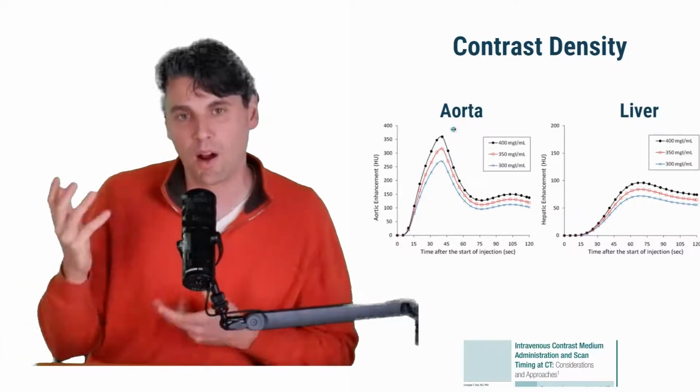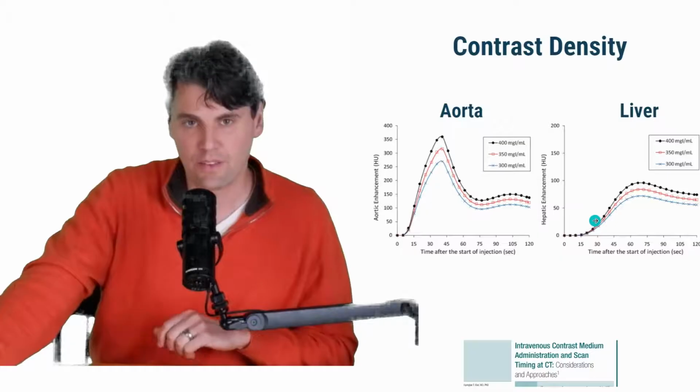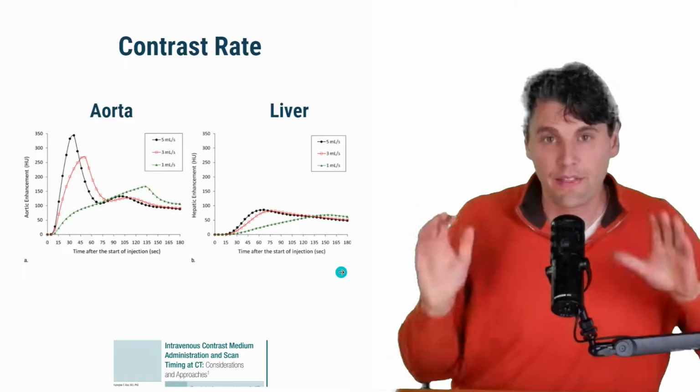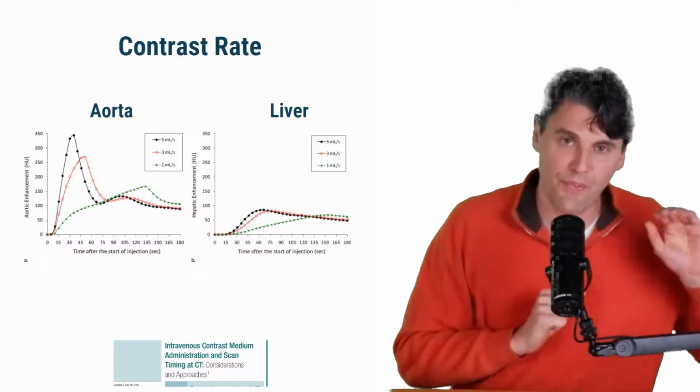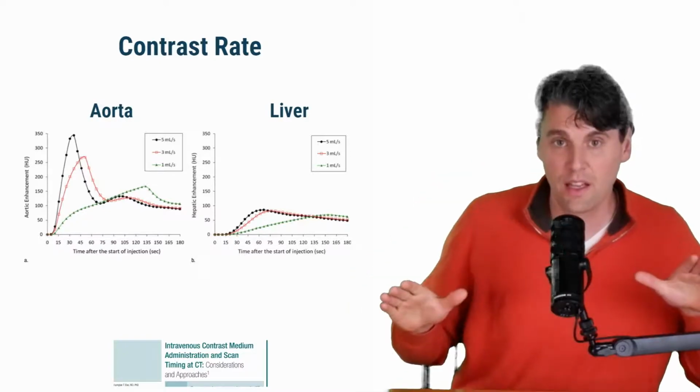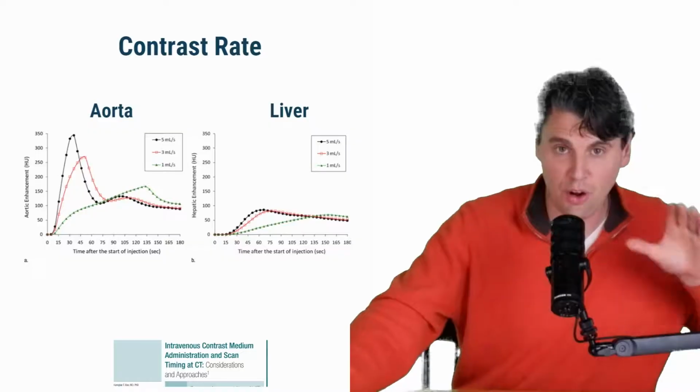You will get more contrast enhancement. This is true in both the aorta and the liver. Then the contrast rate. So we talked before about a fast injection and a slow injection. Contrast rate is showing just that.